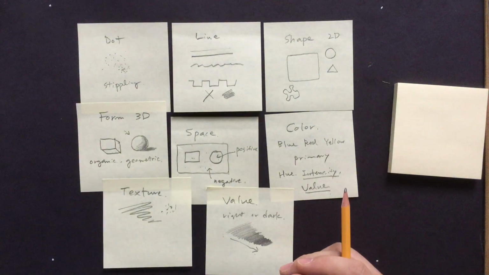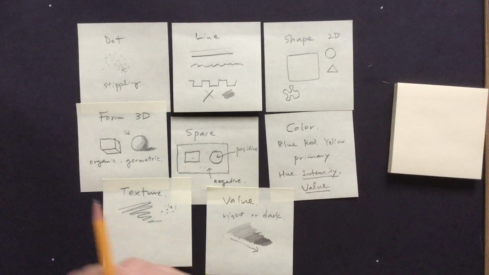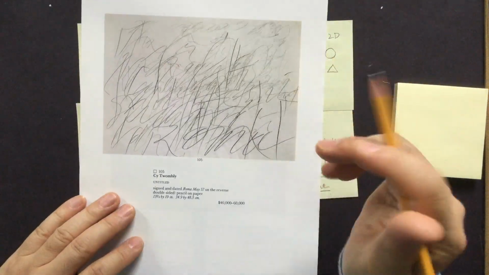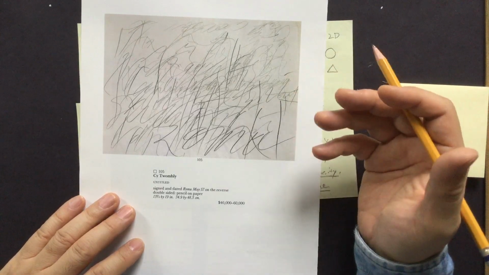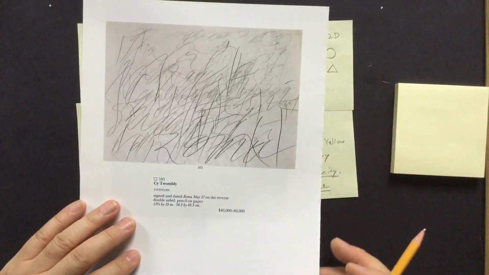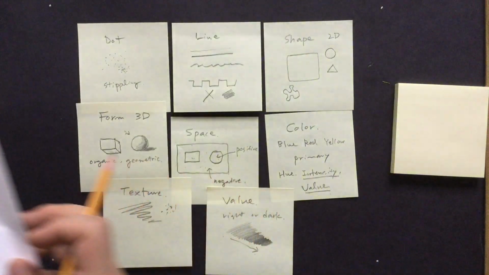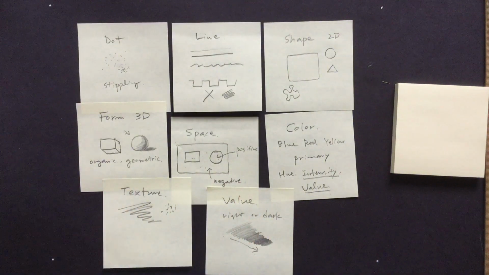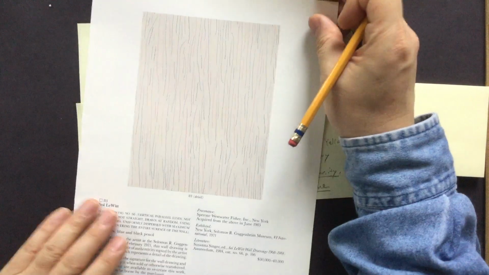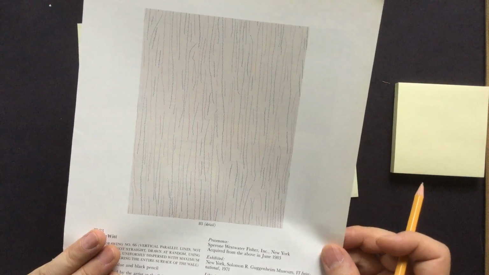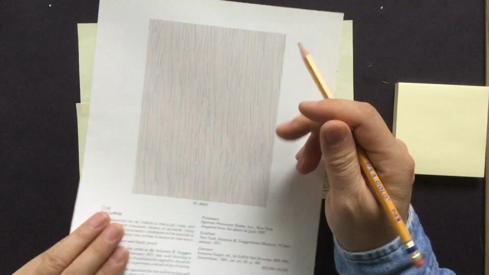How about the line? Some artists use very more like mark-making lines. This is Cy Twombly's, and very free. And some people use a little bit of textured lines. If you look at it carefully, you can see the textured lines.